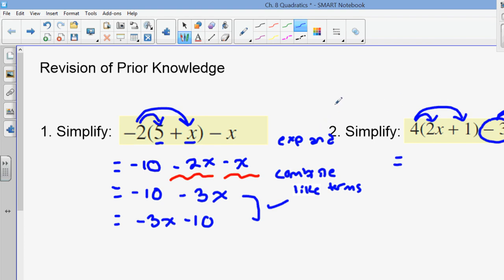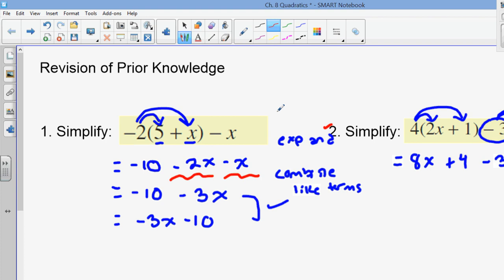So 4 times 2x is 8x. 4 times 1 is 4. -3 times x is -3x. So when I write it down, it looks like 4 minus 3x, which is correct. -3 times 2 is -6.